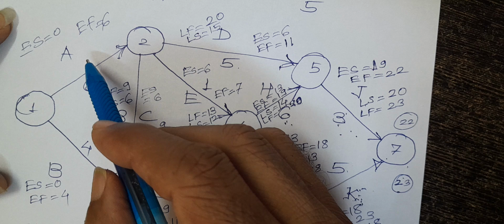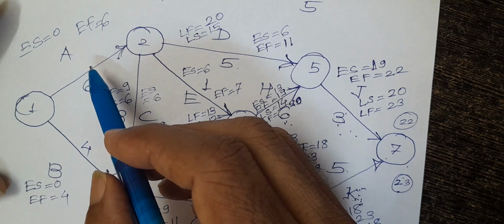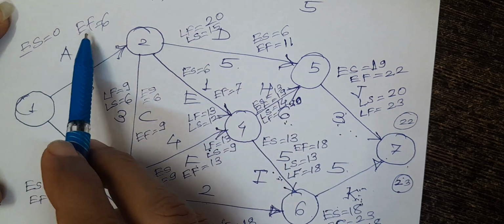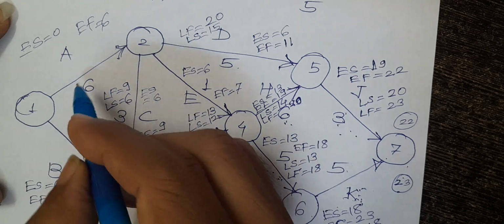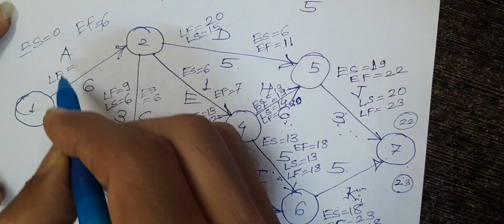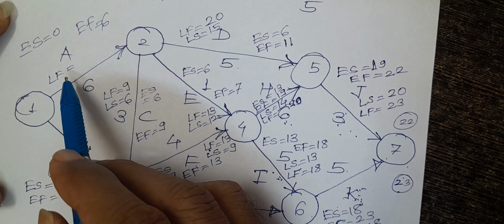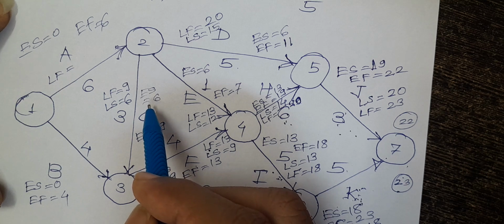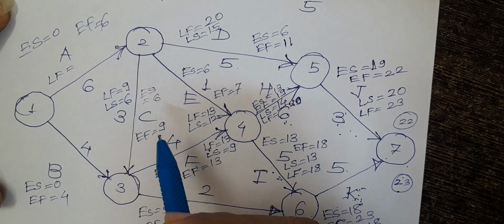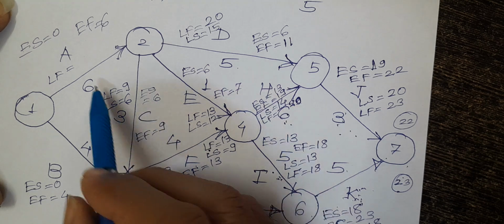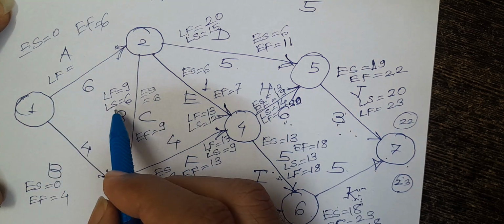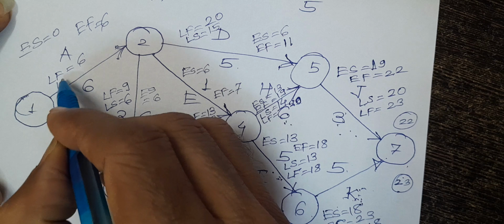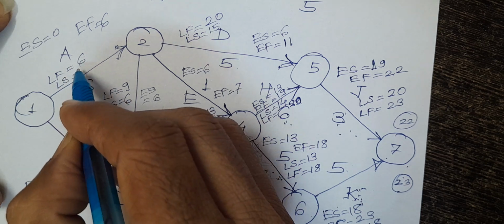Come to the activity number A. Activity A, the earliest start is 0, earliest finish is 6. So what is the latest finish for this activity? The latest finish for this activity is the earliest start of the next activity. It is 6. And what is the latest start of this activity? 6 minus 6, 0.